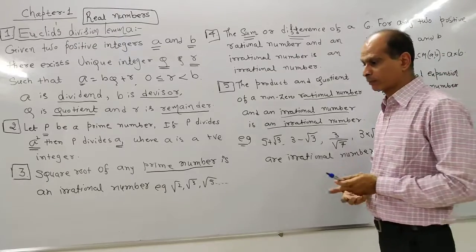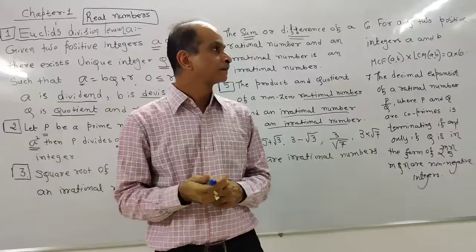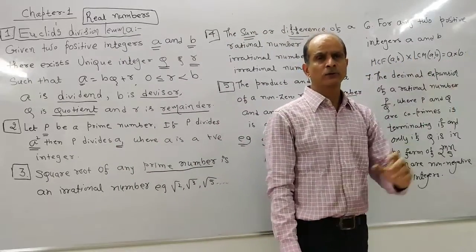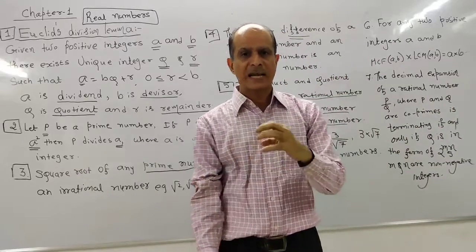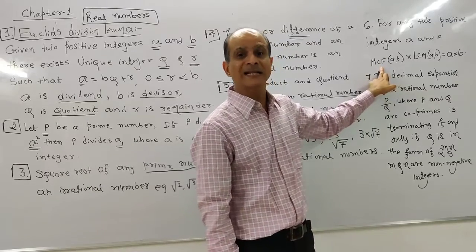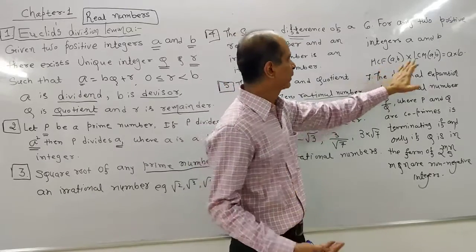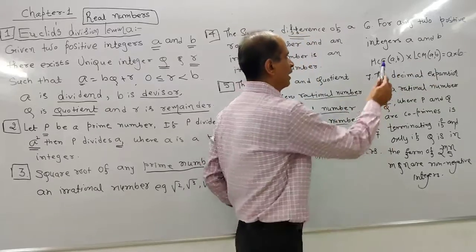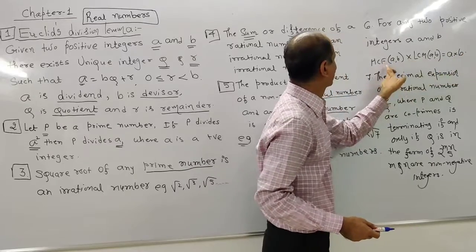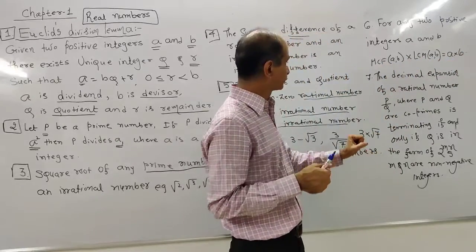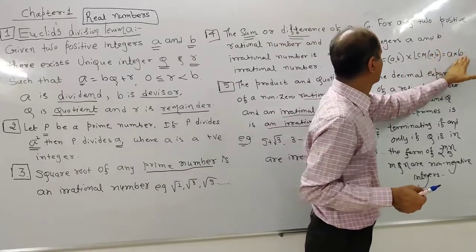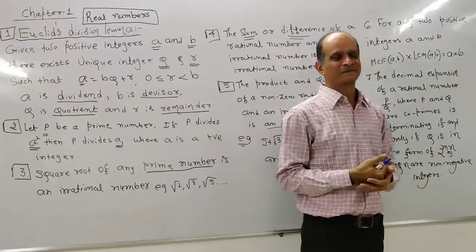So a very important formula to solve many examples: HCF into LCM is equal to a into b. You know, in some examples a and b are given to you, HCF is also given to you. Then you have to find out LCM. So how to find out LCM? You can convert this formula: LCM of a and b is equal to a into b upon HCF. Similarly, HCF of two numbers a, b is equal to a into b upon LCM.